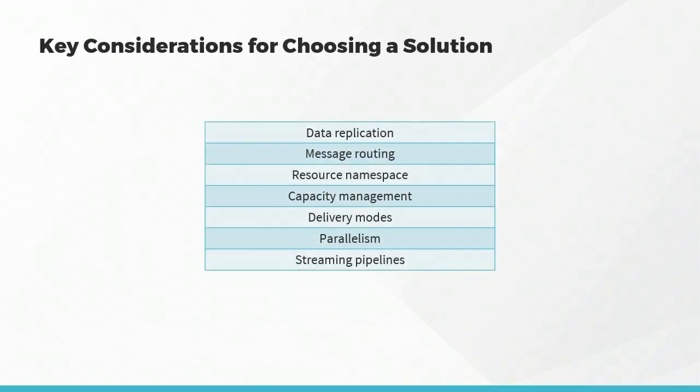Now, some key considerations for choosing a PubSub solution. One thing I look at is what you have here in the tables: data replication, message routing, resource namespace, capacity management, delivery modes, parallelism, and streaming pipelines. If we're talking about data replication, we're thinking about whether we want these topics to replicate data to 3 zones within a region. Maybe that's a little bit overkill. Talking about PubSub Lite here, you'll think about whether we can have data go to 2 zones instead within a region rather than 3.